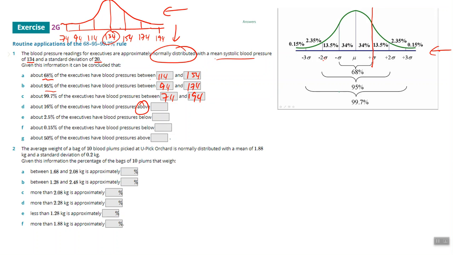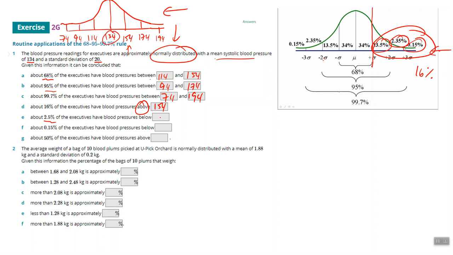If I'm above one standard deviation to the right, that's 154. Okay, so if I'm above 154 for our data, so right here, if I add 13.5, 2.35, and 0.15, I should get 16%. So that adds up to 16% of the data. So this would be above 154 in blood pressure.